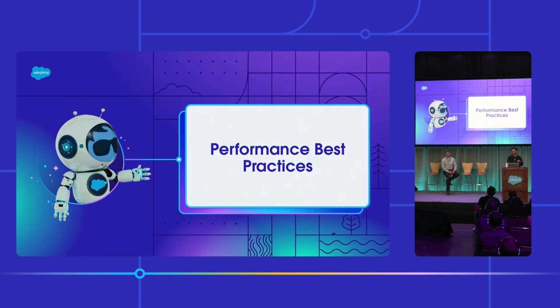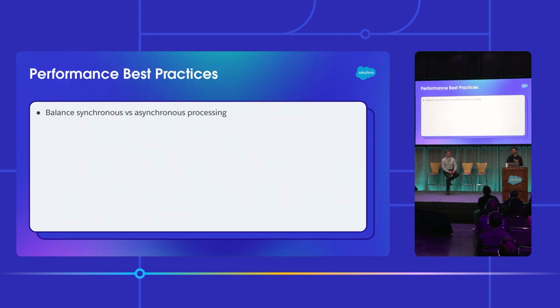All right, let's move on to the performance best practices here. Again, you have to think about your processes, what you're trying to solve, balance between synchronous and asynchronous. Sometimes asynchronous makes sense because those things can happen asynchronously, so you kick off in asynchronous. Sometimes you want them to be synchronous.